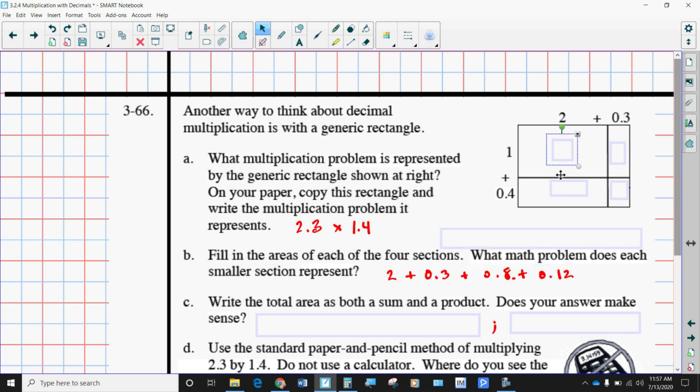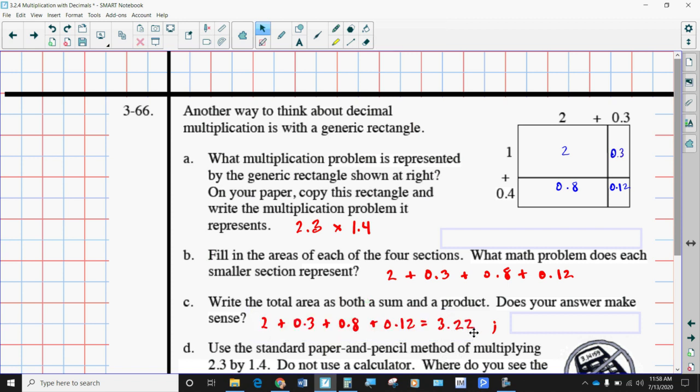Okay, so 2 times 1 is 2. 1 times 3 tenths is 3 tenths. 2 times 4 tenths would be 8 tenths. And 3 tenths times 4 tenths is 12 hundredths. So we would add 2 plus 3 tenths plus 8 tenths plus 12 hundredths. So write the total area as both a sum and a product. If we're writing it as a sum, we're adding all those numbers together to get 3 and 22 hundredths.